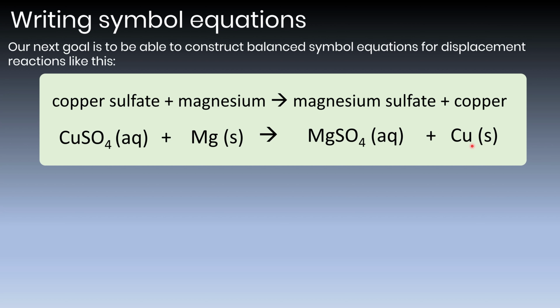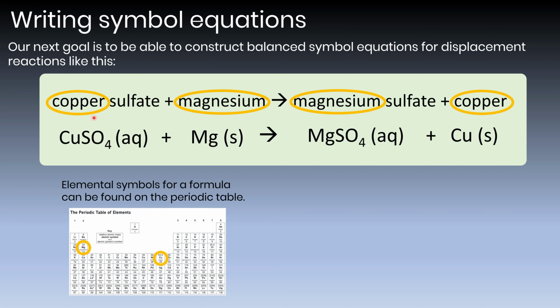By the end of this part of the tutorial, you should be able to construct equations like this yourself, but it's quite a challenging skill, so do bear with me. Things that have elemental names like copper and magnesium can simply be found on the periodic table. Copper is Cu, magnesium is Mg. I've written those into the formulae here. But you might notice that this sulfate part has been given the formula SO4, so therefore copper sulfate becomes CuSO4.